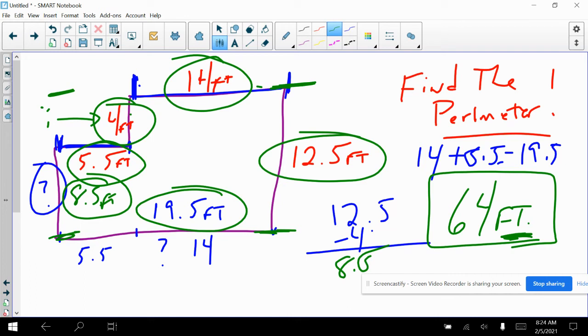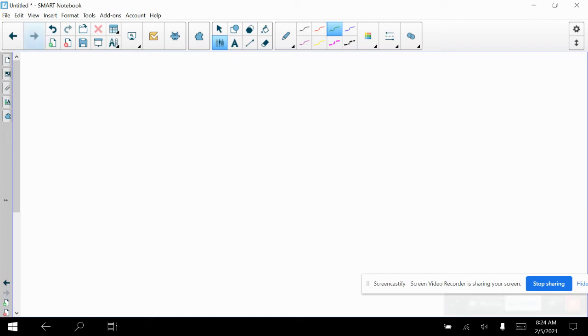Logan, you have a question? I noticed that you could still solve this even if one of the red values are missing. Correct. That is correct. All right, next object. Just a little bit harder.